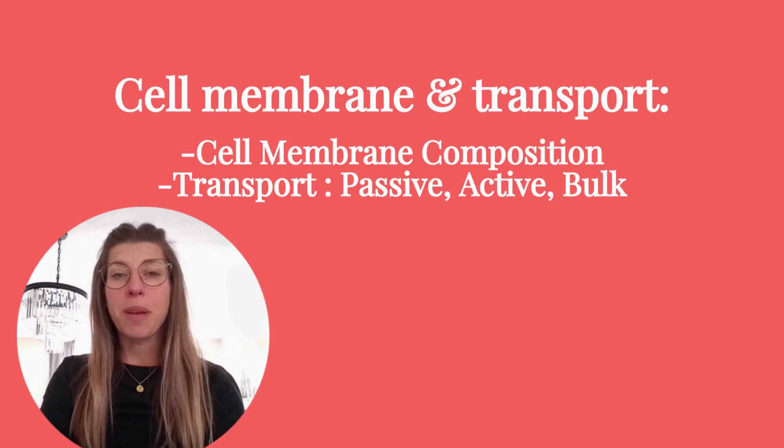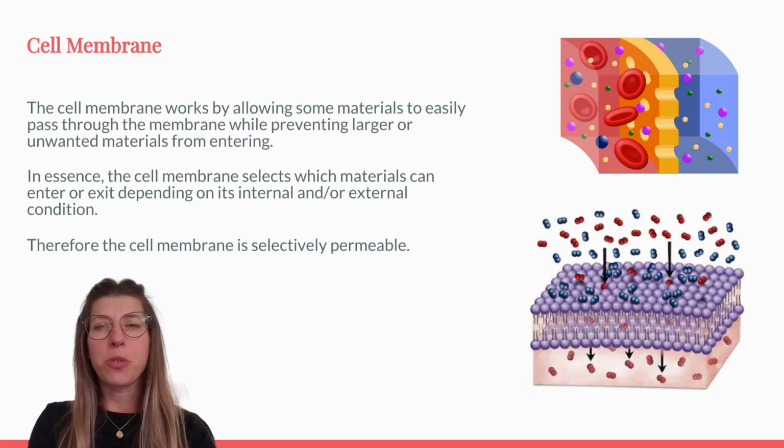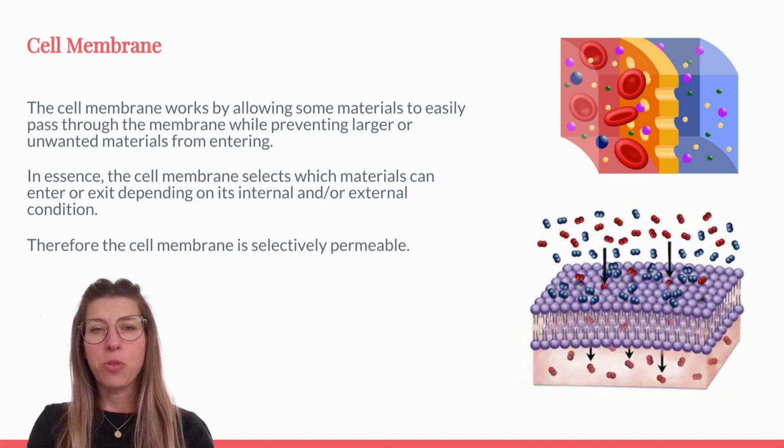Let's talk about cell membrane and transport today. So let's first look at the structure of the cell membrane. The cell membrane works by allowing some materials to easily pass through the membrane while preventing larger or unwanted molecules or materials from entering. This is what we call selectively permeable, as opposed to something that is impermeable, which means it does not allow anything to move through.